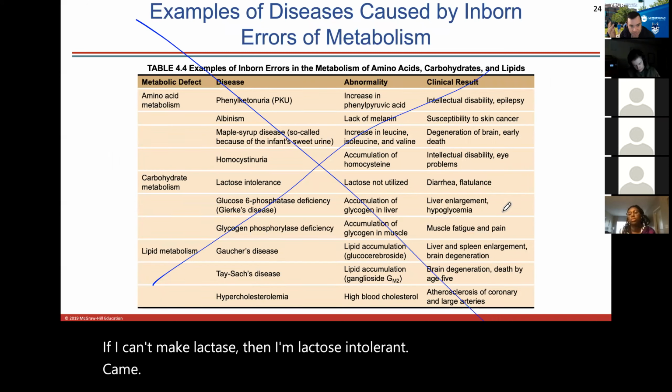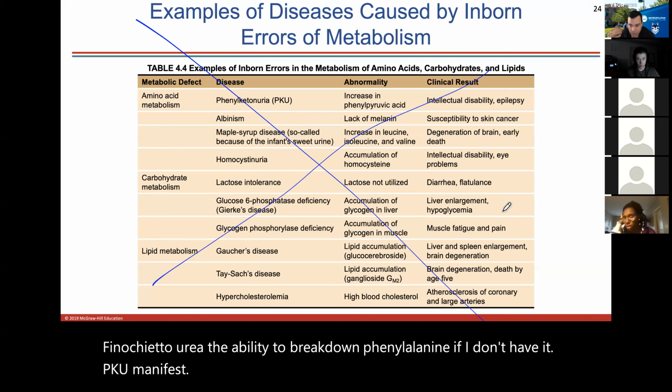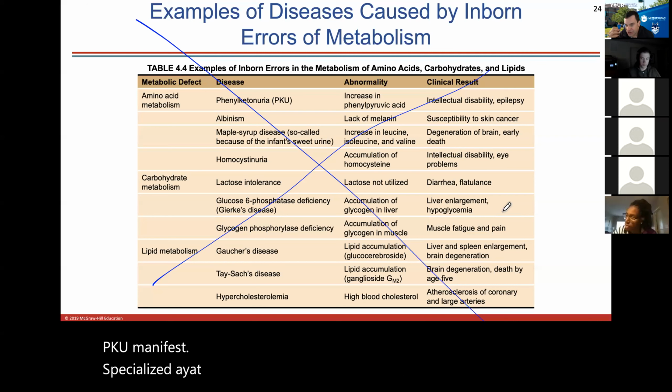Phenylketonuria, the ability to break down phenylalanine. If I don't have it, PKU manifests. Specialized diet, or I have severe intellectual disability. Okay.